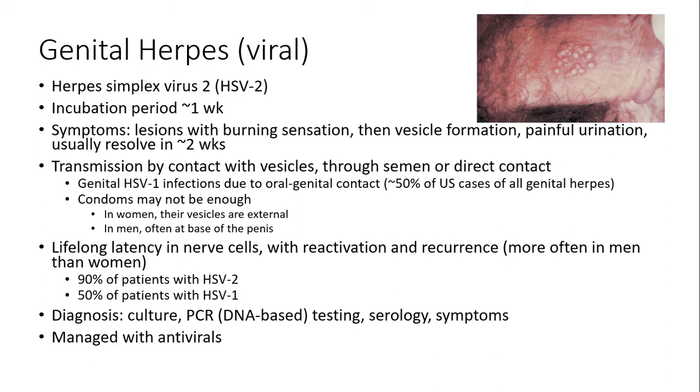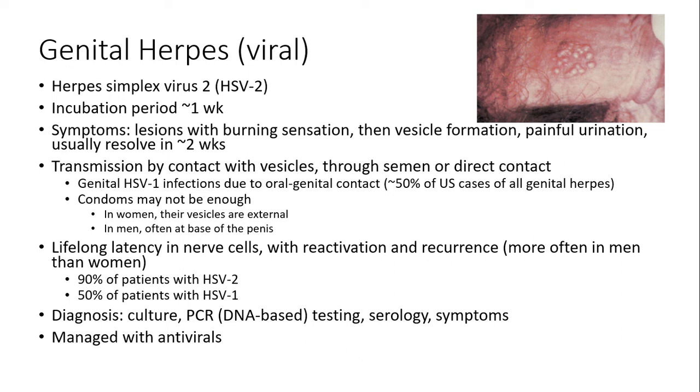Next, we're going to move into some of our viral infections. This is genital herpes. It's caused by herpes simplex virus 2. It has a 1-week incubation period, and at that time you're going to see these lesions that appear, and it's going to be accompanied by a burning sensation, then vesicle formation, painful urination, but this can ultimately resolve in about 2 weeks. It is transmitted by contact with those vesicles through semen or direct contact skin to skin.